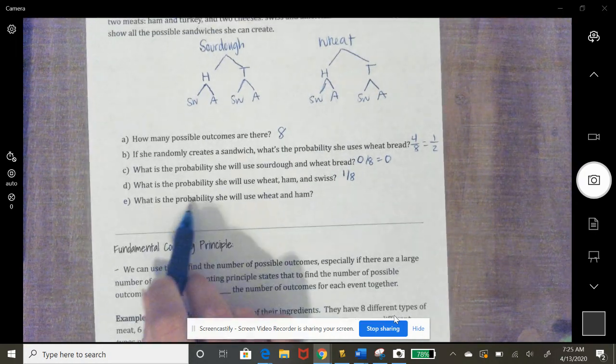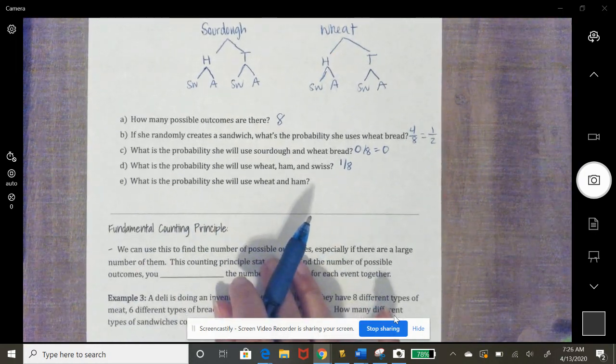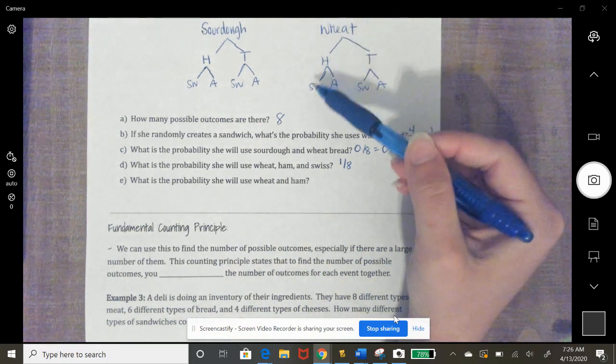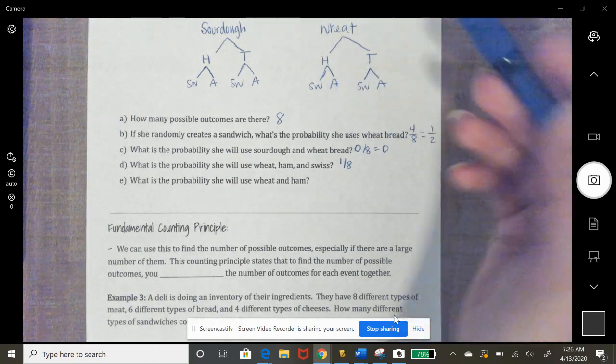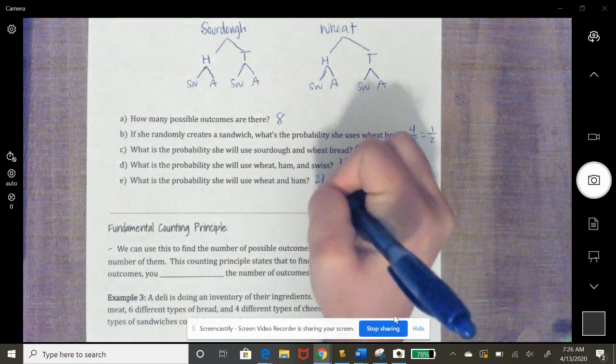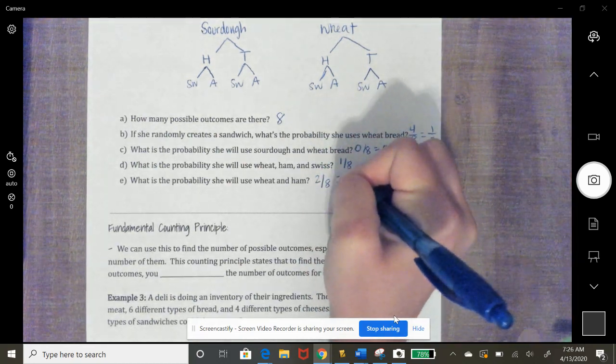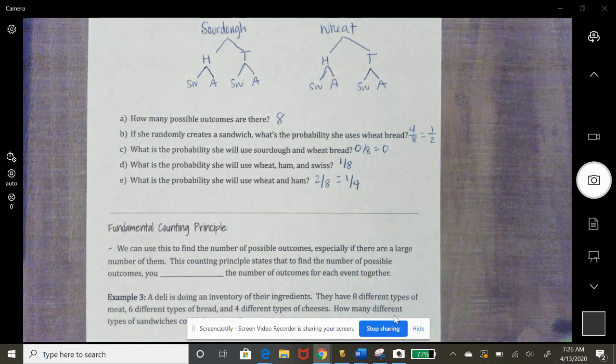Okay, and then what's the probability she'll use wheat and ham? So we can do wheat, ham, and Swiss, that's 1. Or we can do wheat, ham, and American, that's 2. So there's 2 ways to use wheat and ham. So 2 out of 8, which simplifies to 1/4.